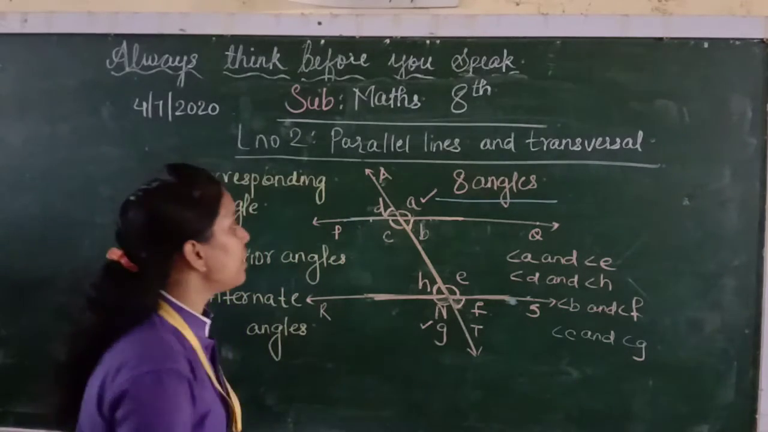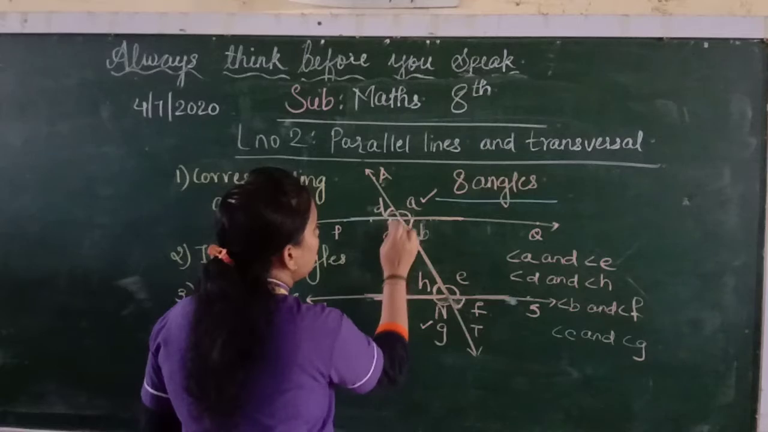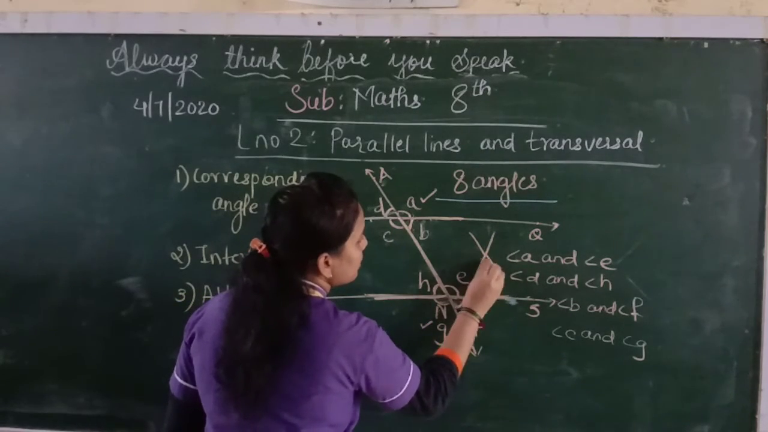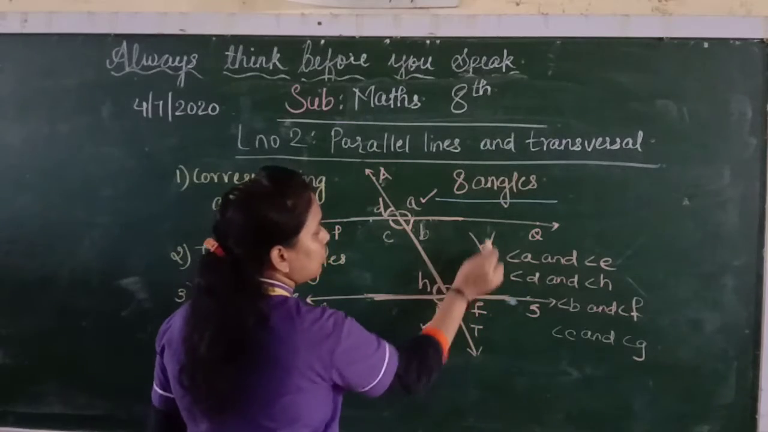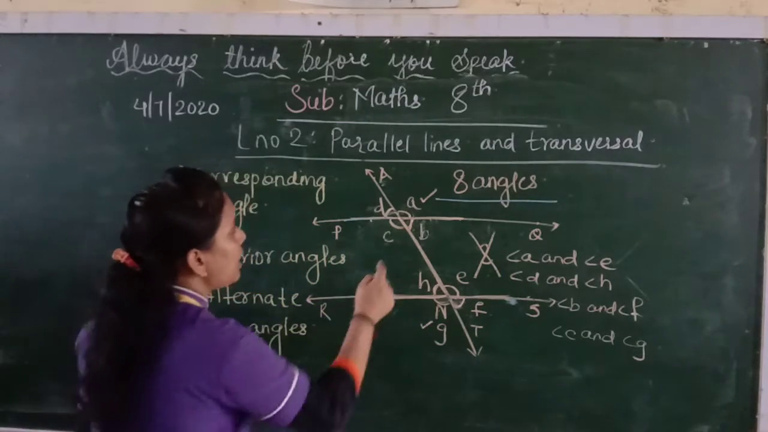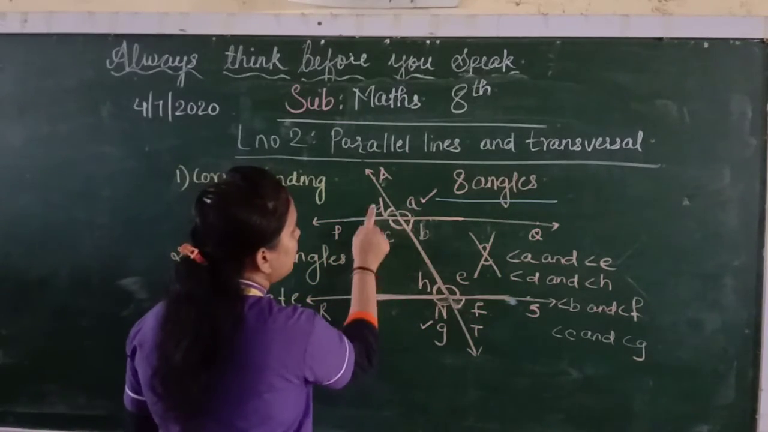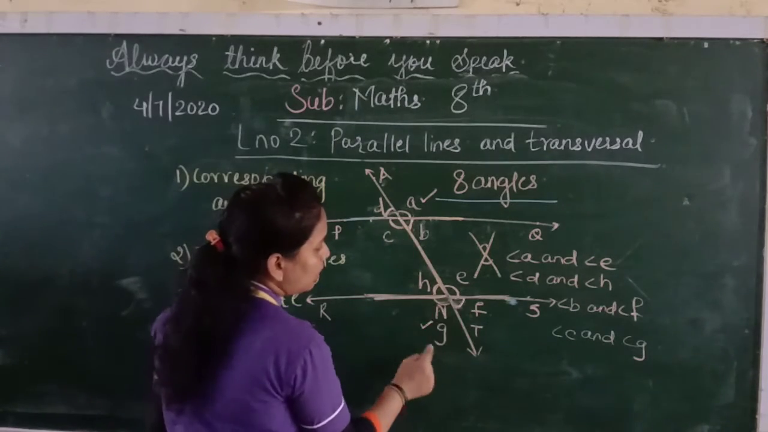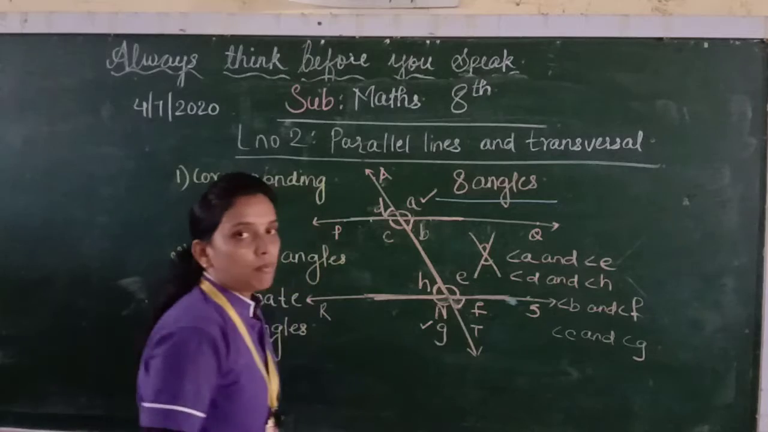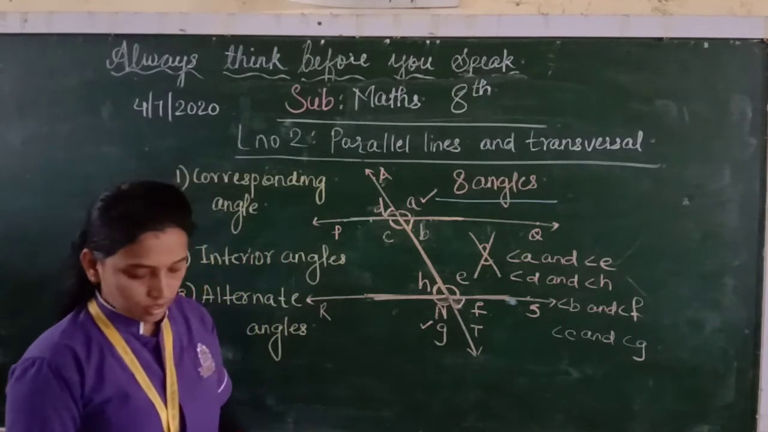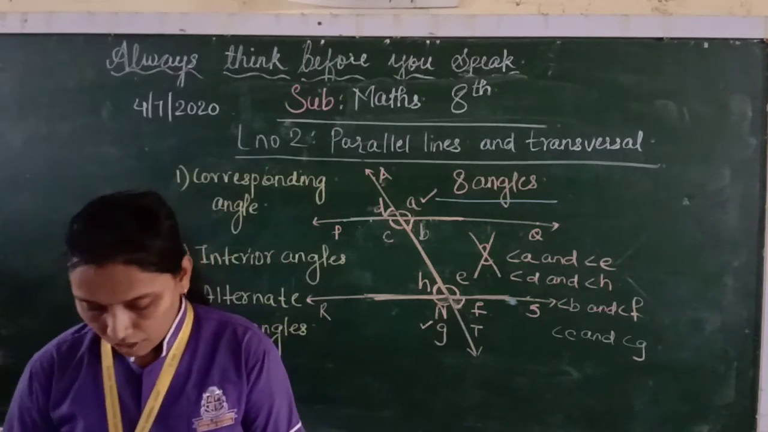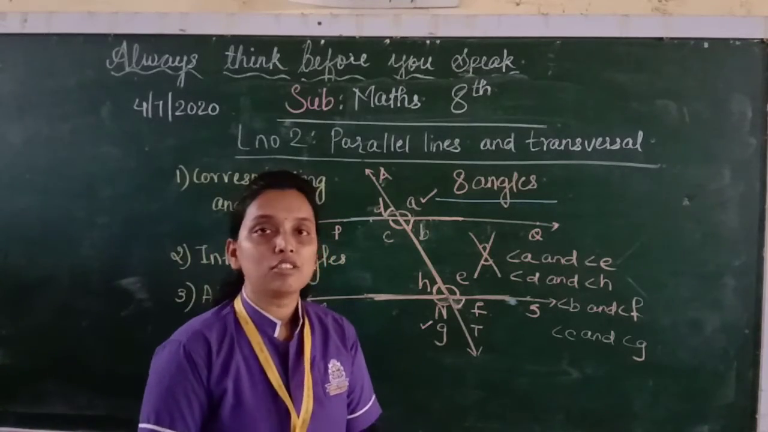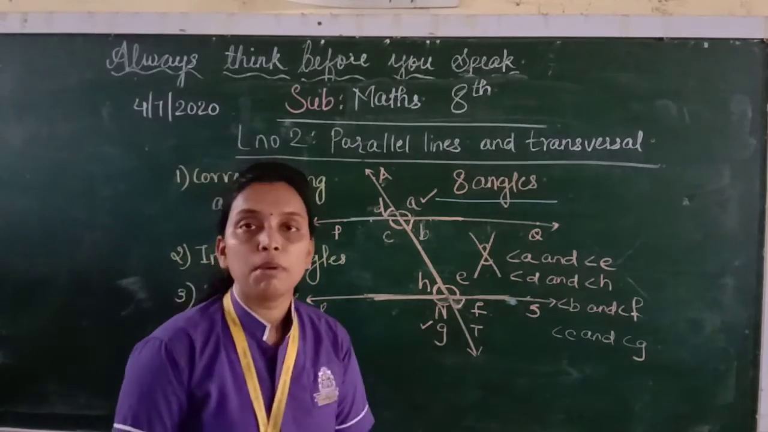One more angle which is there is vertically opposite angles. See, vertically opposite angles will be facing opposite like this. So here we have A and C vertically opposite angle, D and B vertically opposite angle, H and F vertically opposite angle, G and D vertically opposite angles. Now, so you must have understood. In your book vertically opposite angle is not there, but you remember that.